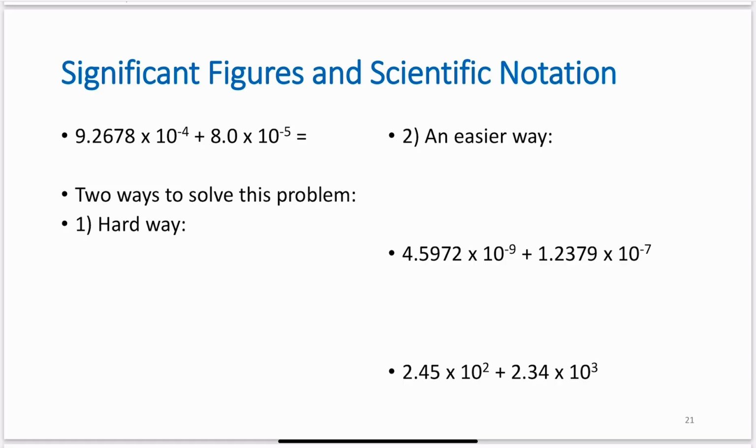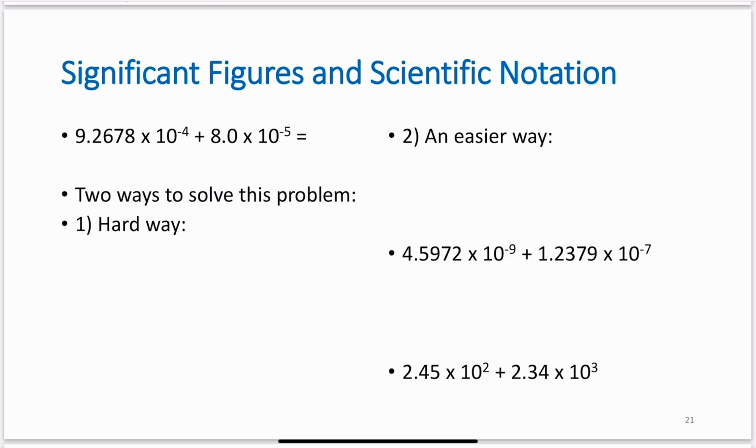There are ways around it, but the shortcut will make your life a lot easier when it comes to doing sig figs in calculations with scientific notation, specifically for addition and subtraction. So first up, we've got this example up on top. 9.2678 times 10 negative 4 plus 8.0 times 10 negative 5. There's 2 ways to solve this problem, a harder way and an easier way.